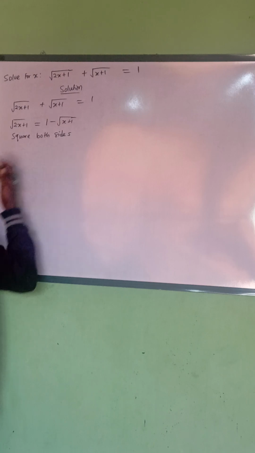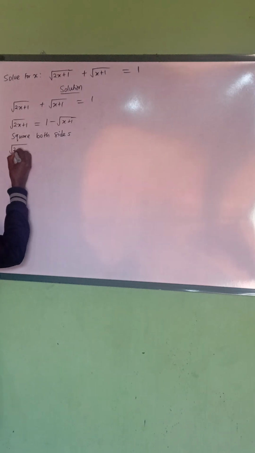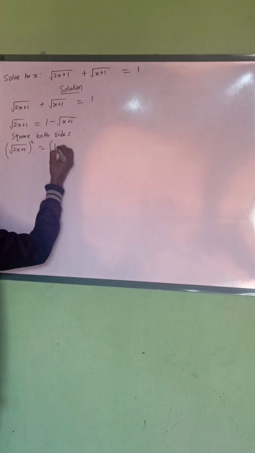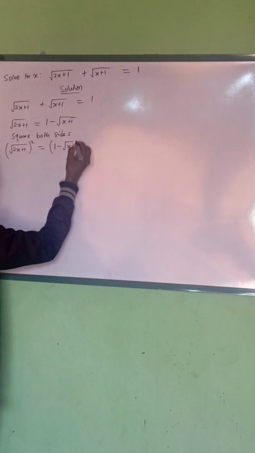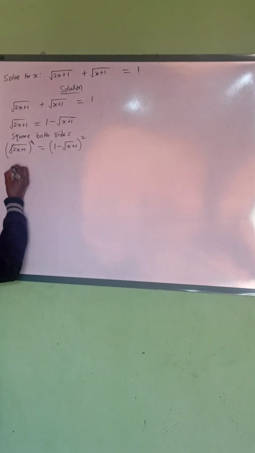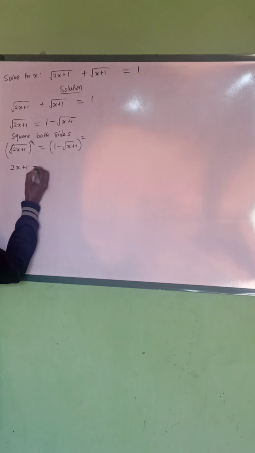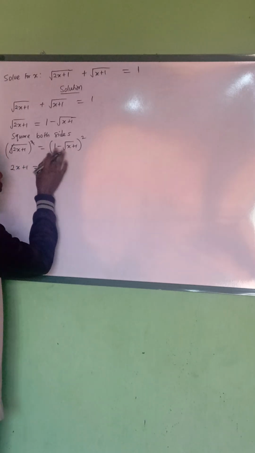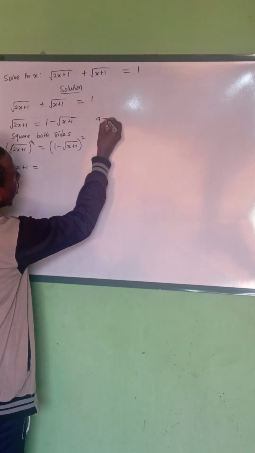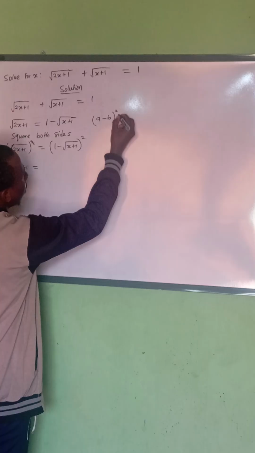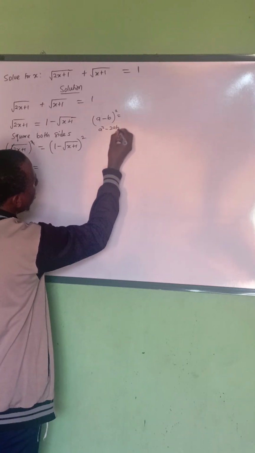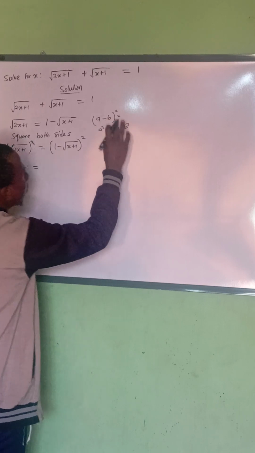of the equation. Now, if you square both sides, this one will become square root of 2x plus 1 all squared equal to open bracket 1 minus square root of x plus 1 all squared. Now, this square will cancel this square root. So, we have it as 2x plus 1 equal to, now, the expansion of 1 minus square root of x plus 1. Now, don't forget that when we have a minus b all squared, the expansion will be a squared minus 2ab plus b squared. This is the expansion of this.